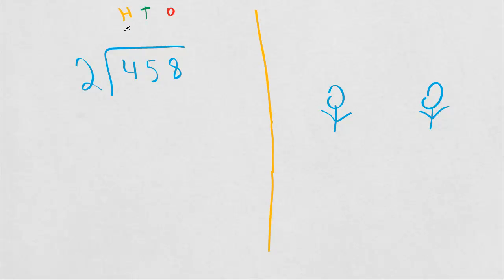So we'll write a 2 up here. And what does that really mean? Well, before I say what it means, 2 times 2 is 4. So we bring a 4 down here. Okay? And then we drop our 5. 2 times 2 is 4, and we put a 0 here. 45 minus 40. That leaves us with 5.